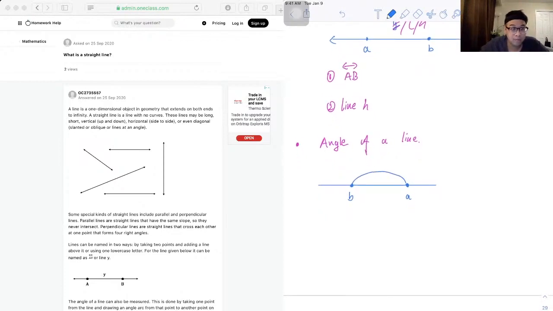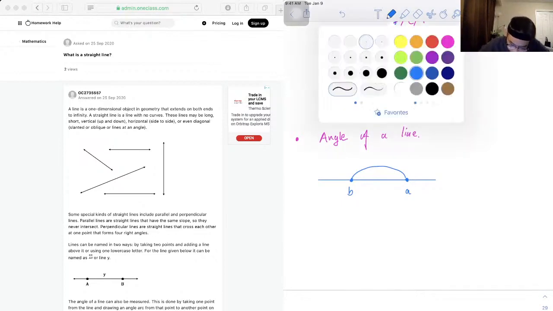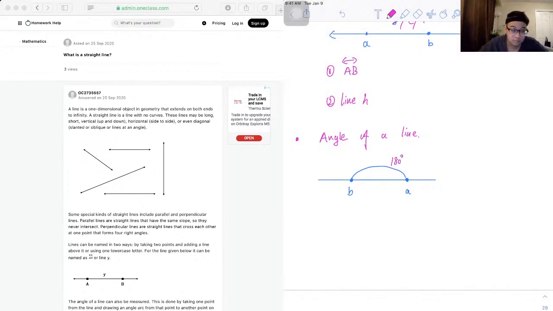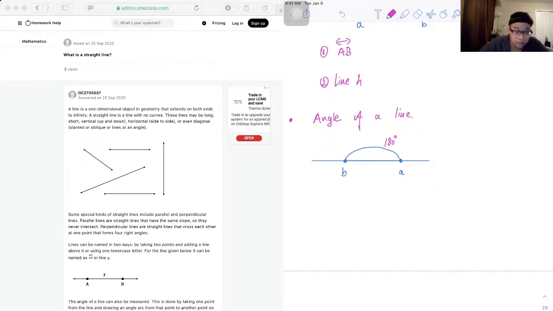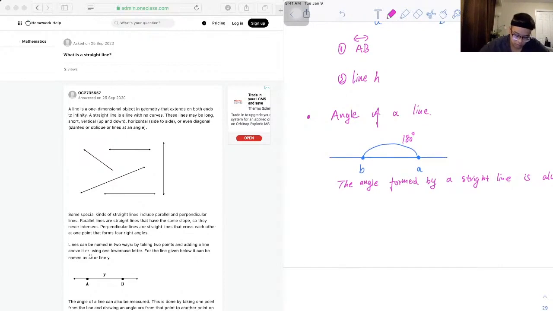And the angle formed by this straight line is always equal to 180 degrees. So that was the conclusion here. The angle formed by a straight line is always equal to 180 degrees.